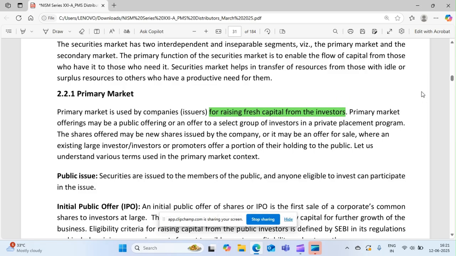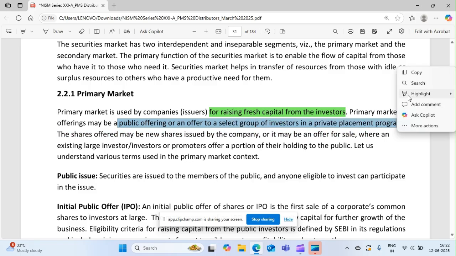Primary market offering may be a public offering or to a selected group of investors. So public offering is for everyone, but private placement is for a handful of investors. This is very important, right? So if there is a question in the exam, it could be, when a security is offered to a handful of investors, what is it known as? So your answer is private placement, right?